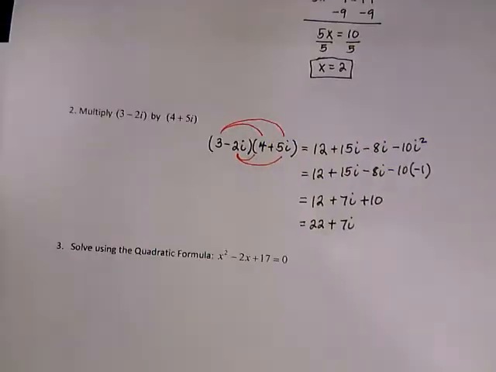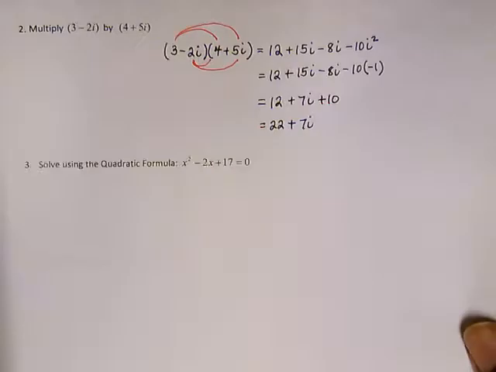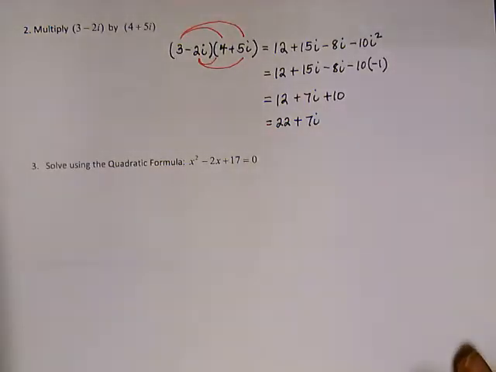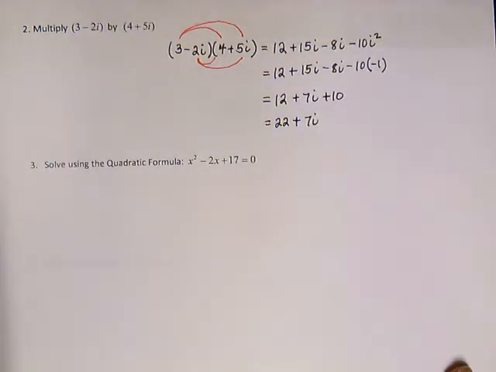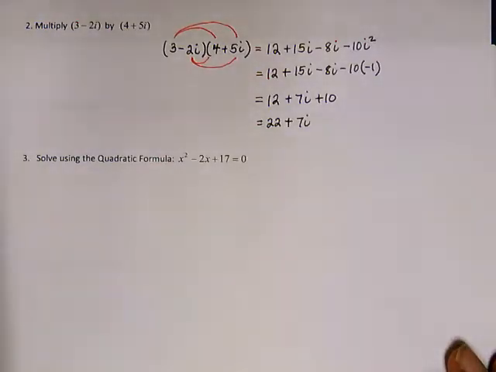Okay, problem number 3. Here we're going to solve by using the quadratic formula. And that's x squared minus 2x plus 17 equaling 0.